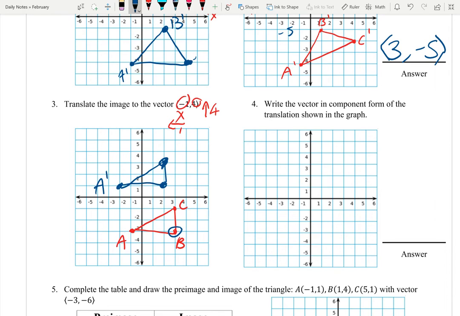So there's our translation. Right 1 and up 4. I probably said the wrong thing 1,000 times, but I showed you how to do it, so that's all that matters. All right, number 4.